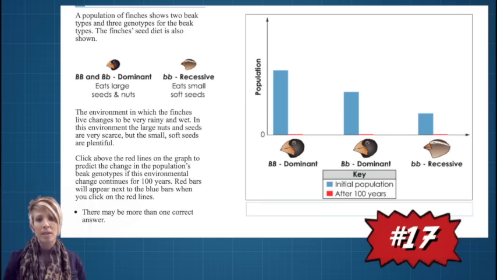It says, click above the red lines on the graph to predict the change in the population's beak genotype if this environmental change continues for 100 years. Red bars will appear next to the blue bars when you click on the red line. So since you can't actually click on the red, just draw a bar that represents what the new population will be like in this new environment where large nuts and seeds are scarce, but the small soft seeds are plentiful. And realize it says there may be more than one correct answer. Take a minute to answer this, and then we'll go on to the next question.